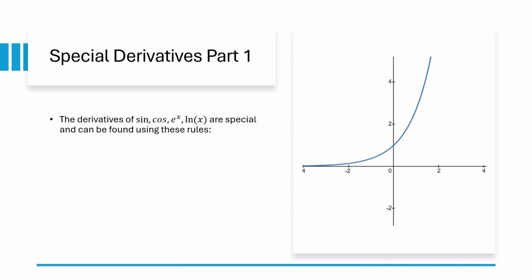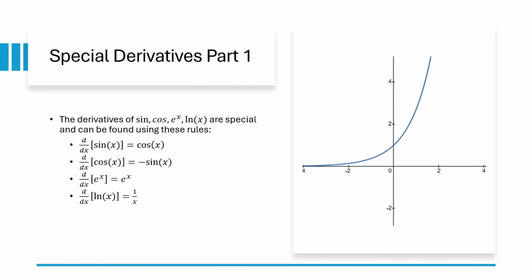Know the derivatives of common trig and exponential functions. The derivative of sine is cosine. The derivative of cosine is negative sine. The derivative of e to the x is itself. And the derivative of the natural log of x is 1 over x.